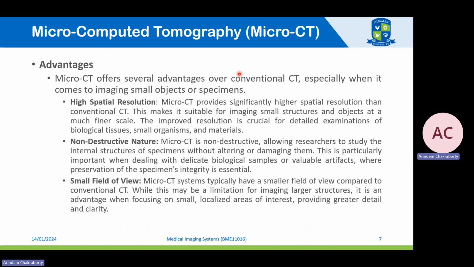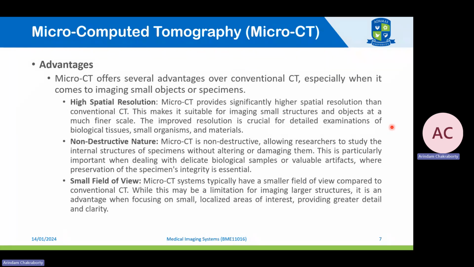The first thing being the high spatial resolution. As I already talked about, micro CT provides significantly higher spatial resolution as compared to conventional CT, which makes it suitable for imaging smaller structures with minute structural intricacies and objects at a very finer scale. Like I said in the previous slide, the bone as well as the candy are very small structures, and even the leaf that I showed in the initial slides has a very thin, delicate structure, yet the veins and all the internal details can be easily seen through the micro CT. Therefore, this higher spatial resolution is of crucial importance for detailed examination of biological tissues, small organisms, as well as new materials.